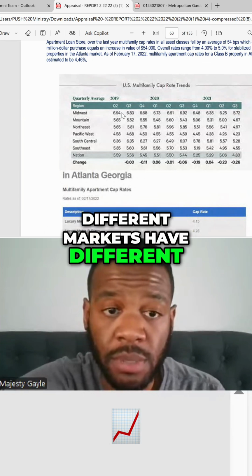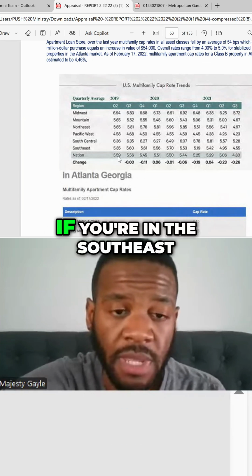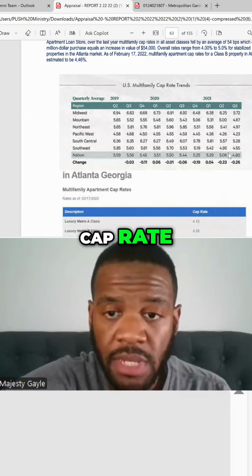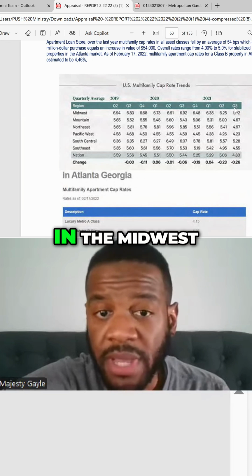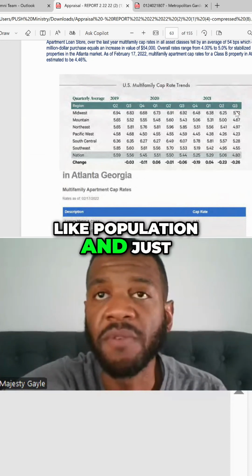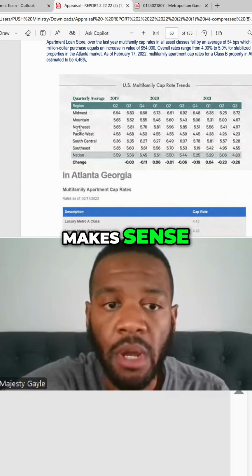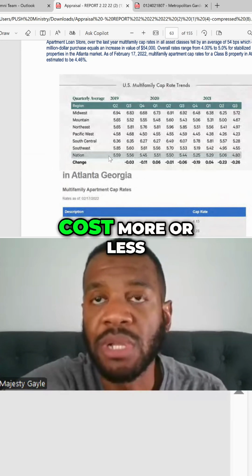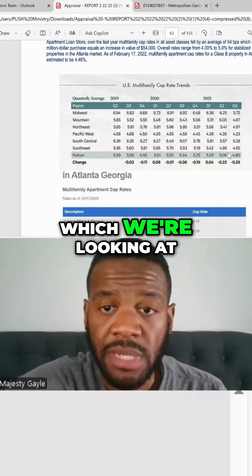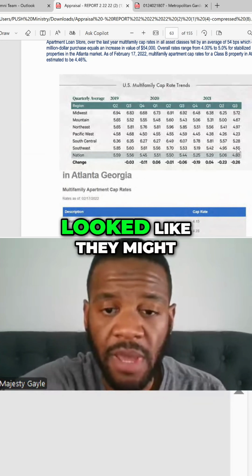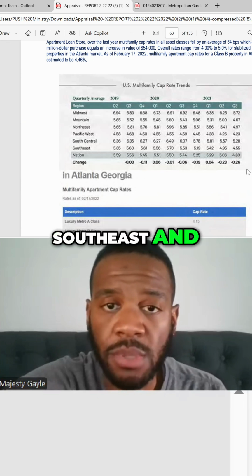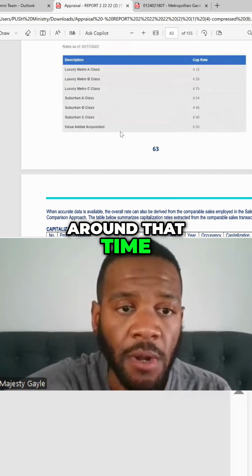Different markets have different cap rates, as you can see. If you're in the Southeast, you have a lower cap rate than if you are in the Midwest. And that's for obvious reasons like population and just different economic activity that makes sense for your property to cost more or less depending on where it's at. But they take the cap rate, which we're looking at the Southeast, looks like they might have used this 4.55 because we're in the Southeast and this was done somewhere around that time.